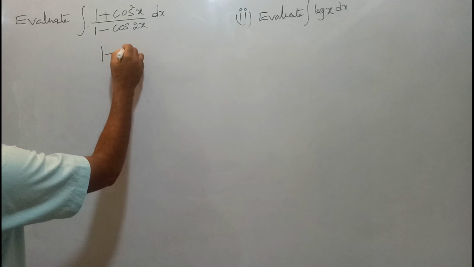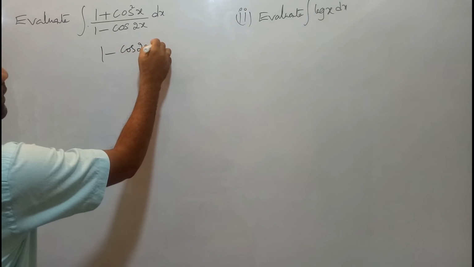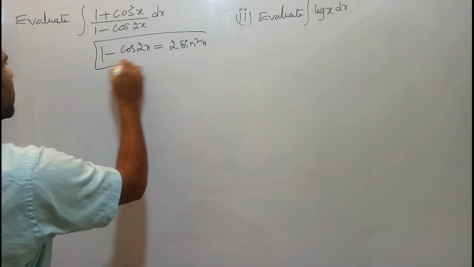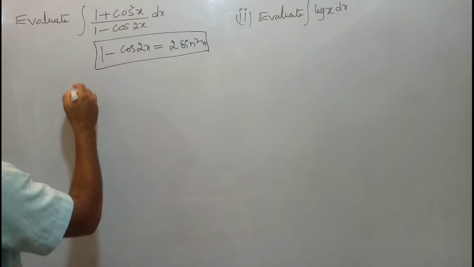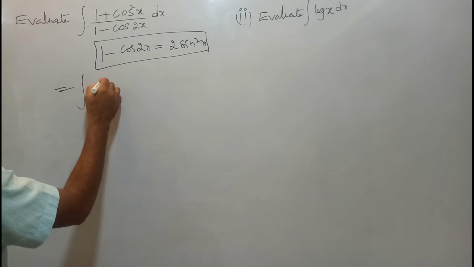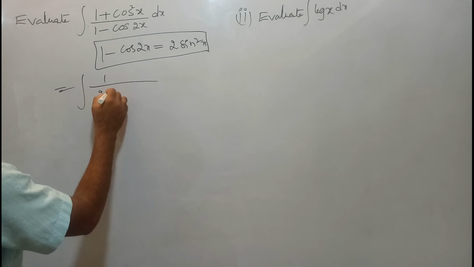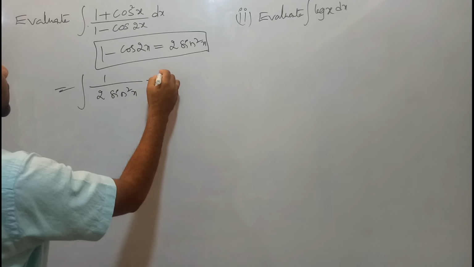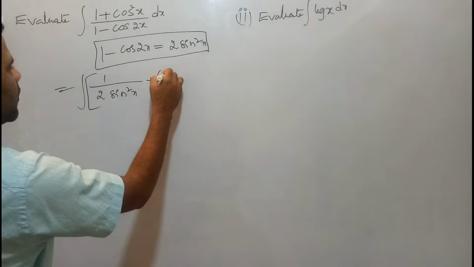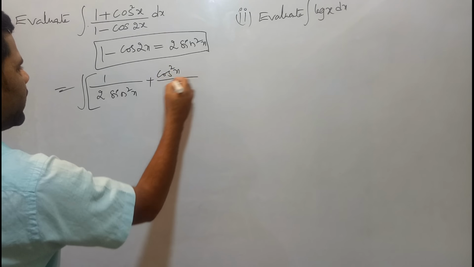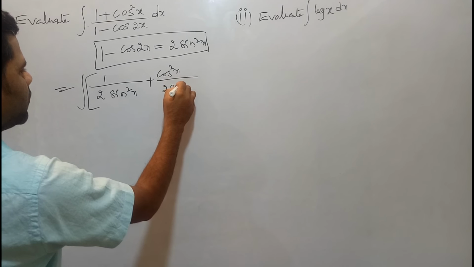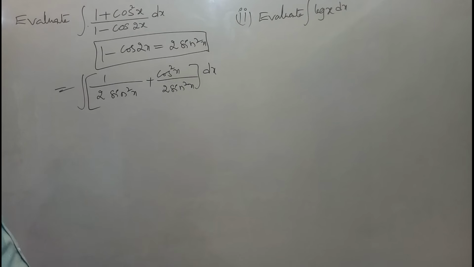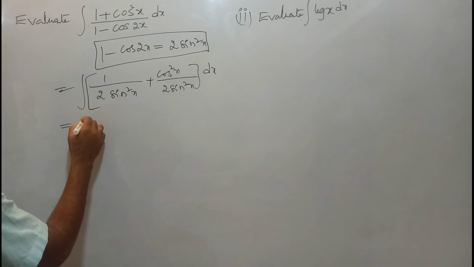So we know that 1 minus cos 2x is equal to 2 sin square x. So in the denominator, integral 1 by 2 sin square x into (1 plus cos square x) dx. Now, integral.